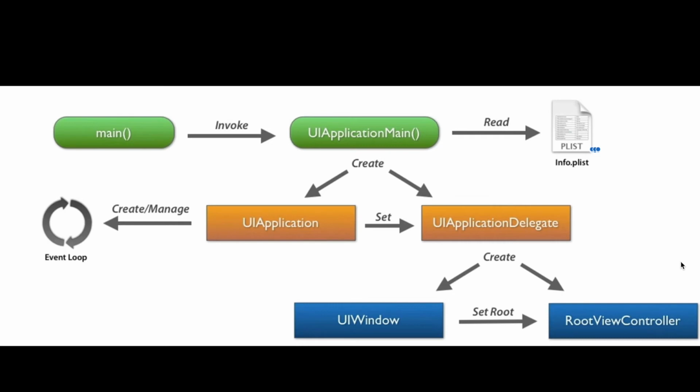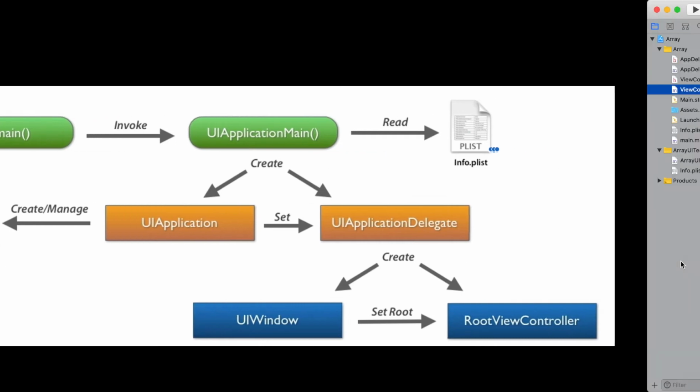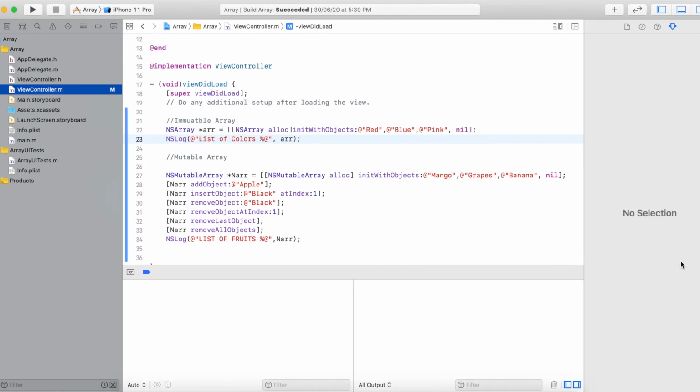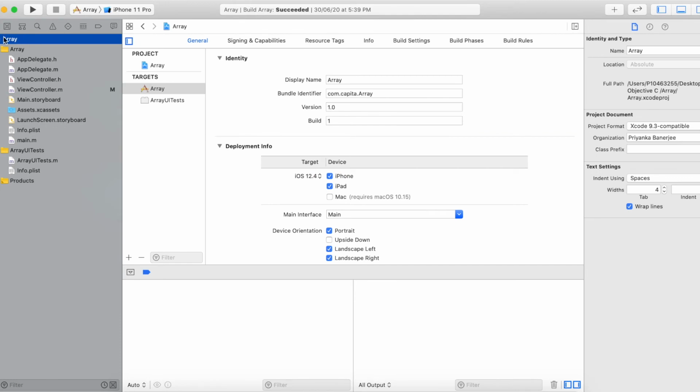Would you like to see in Xcode how exactly it is there? First we will see the info.plist file. If you click on the file, you will see the general and other settings there. Here you can see the display name, bundle identifier, version, build, which iPhone or iPad you want to support, or device orientation. You can see or edit it here.